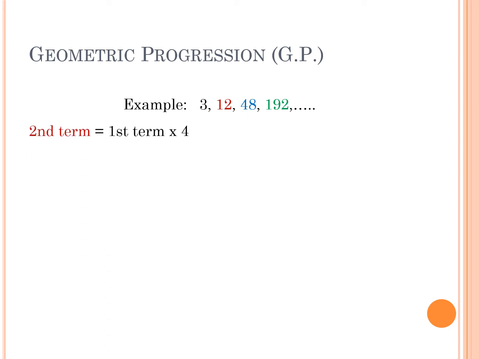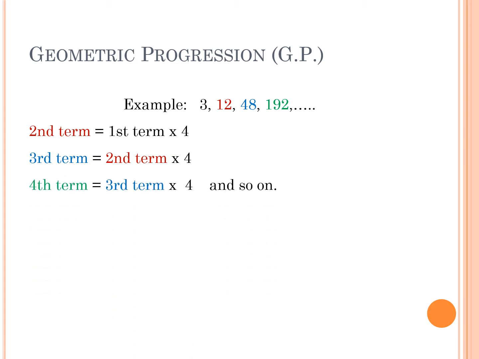Here, the second term is equal to first term into 4. Third term equal to second term into 4. Fourth term equal to third term into 4. So each term of the sequence is obtained by multiplying the preceding term with the quantity 4. So this is a geometric progression with common ratio 4.